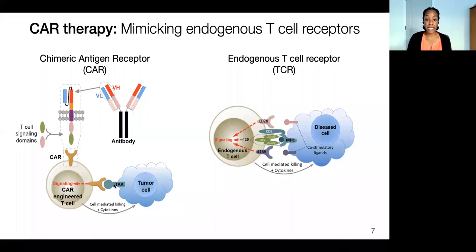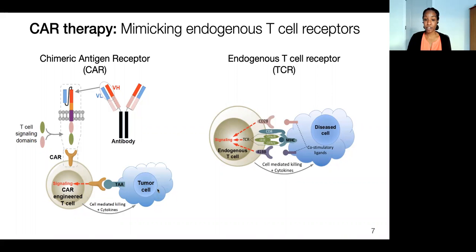And this binding is made possible because the extracellular domain of the chimeric antigen receptor is derived from a single chain variable fragment of an antibody that's specific to the antigen of interest. That's combined with intracellular signaling domains that are derived from endogenous T cell receptors. So it's really aiming to mimic endogenous T cell receptor signaling in a single engineered receptor that can lead to tumor killing and cytotoxicity.